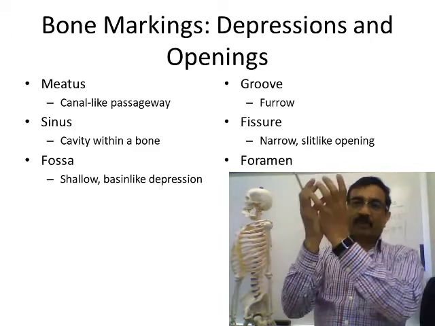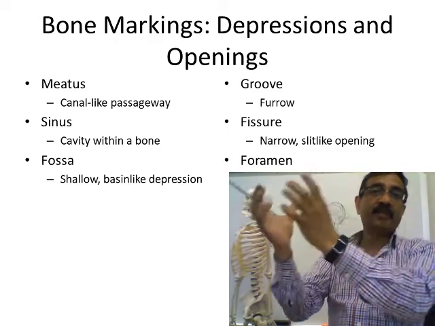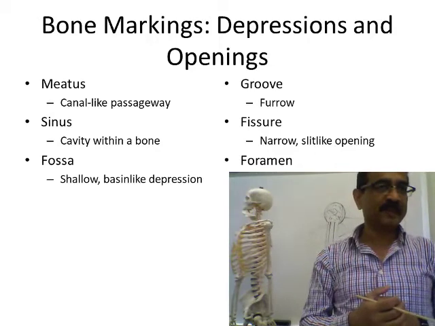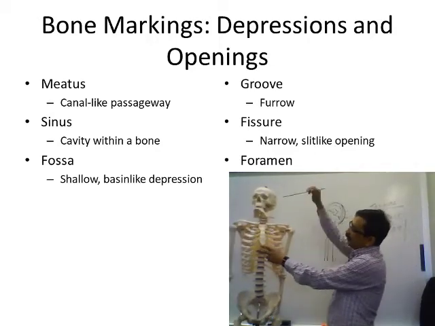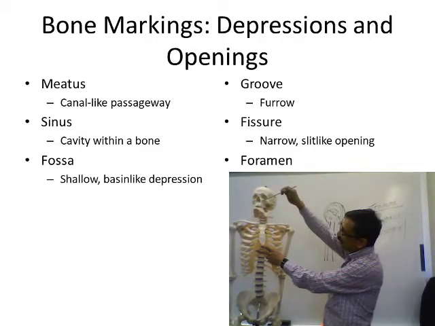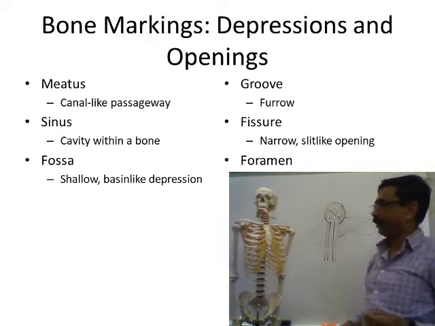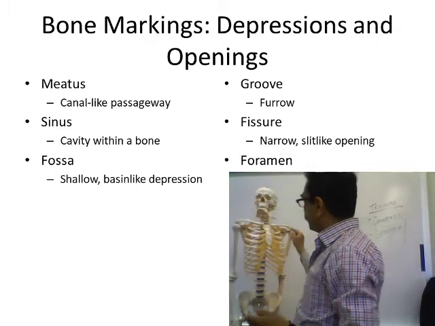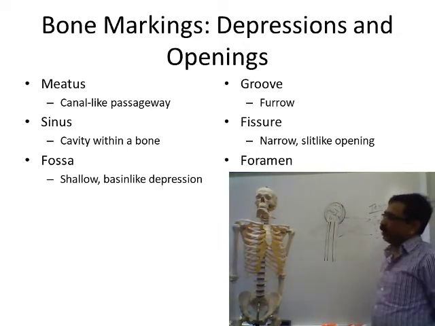Sinus. A cavity inside the bone, and that cavity contains air. So an air-containing cavity inside the bone is a sinus. Make sense? In some facial bones, you have sinuses. For example, the maxillary sinus. This bone is the maxilla. Inside the maxilla, you have a big sinus, the maxillary sinus. That's the cavity. Sometimes, when inflammation occurs inside, it is called sinusitis.